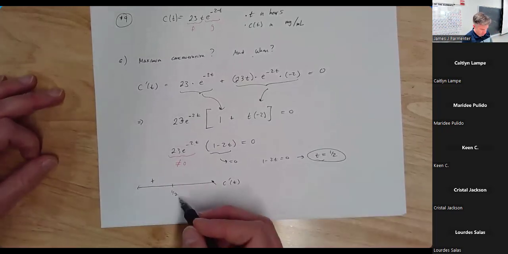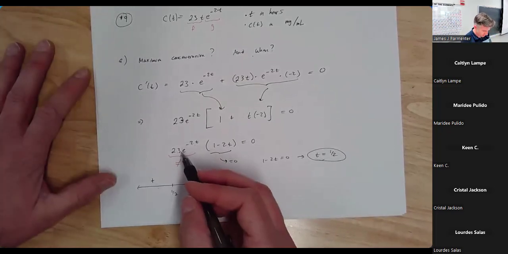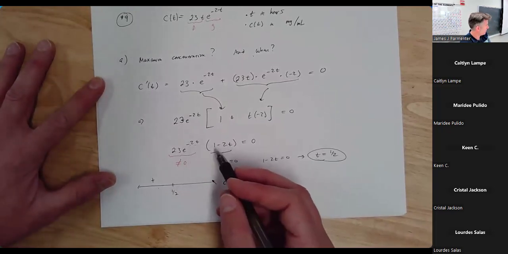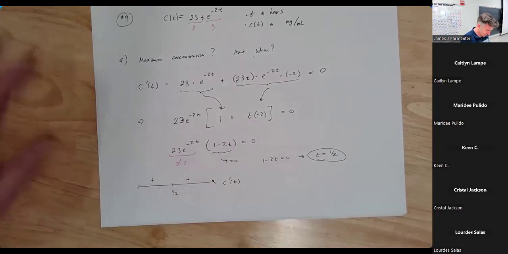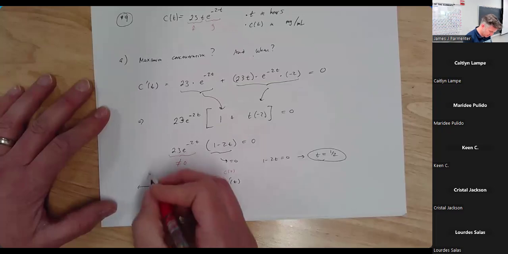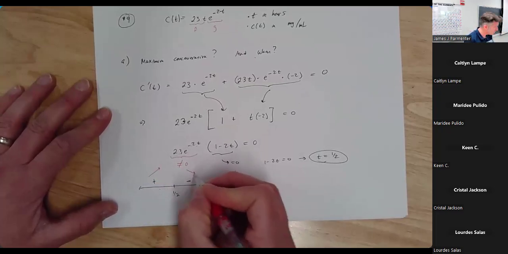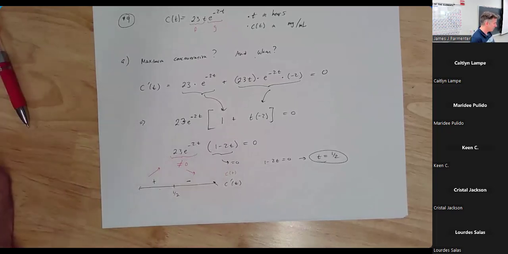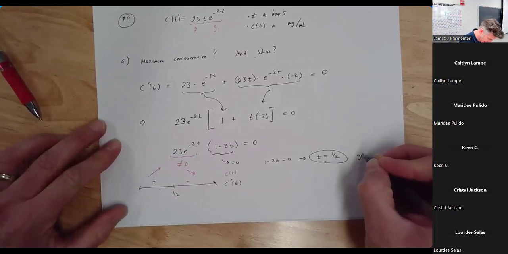And if I pick a number larger than 1/2, like 1, 23 times e to the anything is positive, and then 1 minus 2 times 1 is 1 minus 2, which is negative, and a positive times negative is negative, meaning our original function, c of t, well, if the derivative is positive, the function was increasing. The derivative is negative, the function was decreasing. So we do indeed have a relative maximum at t equal to 1/2. So t equal to 1/2 does give us a maximum.